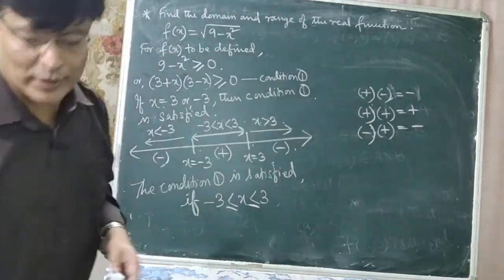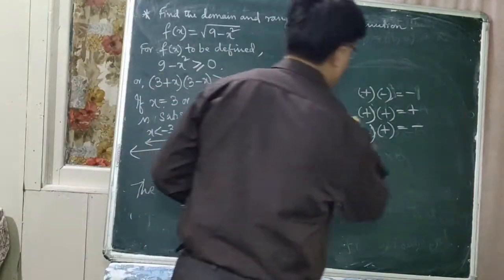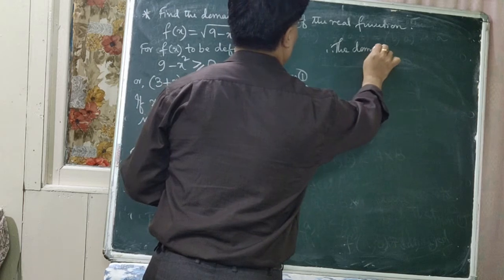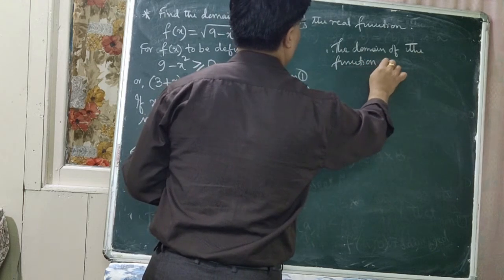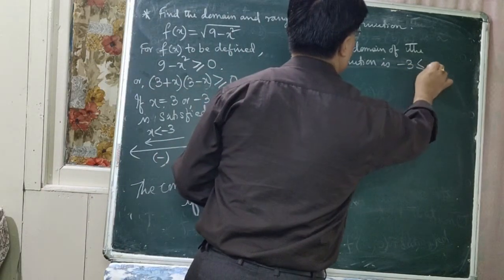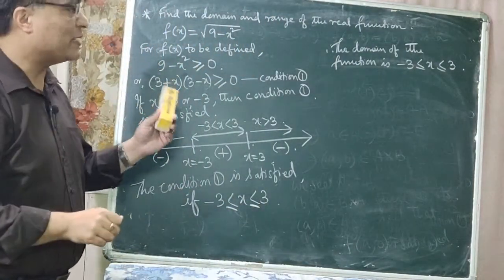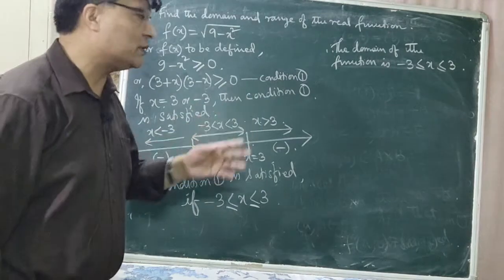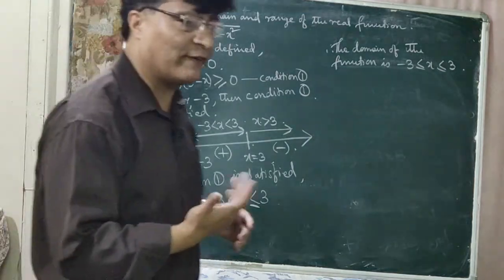So this is the domain. What is the domain of the function? The domain of the function is minus 3 less than or equal to x less than or equal to 3. So you can write here, therefore the domain of the function is minus 3 less than or equal to x less than or equal to 3. Only for values of x from minus 3 to 3 is this f of x defined. That means the domain of the function is minus 3 less than or equal to x less than or equal to 3. So you can copy it. Now we will find out the range of the function.